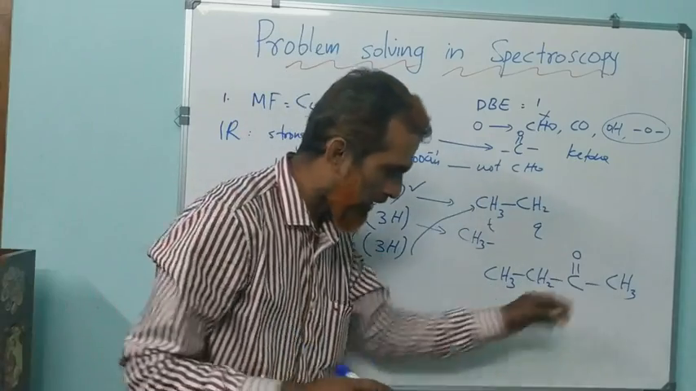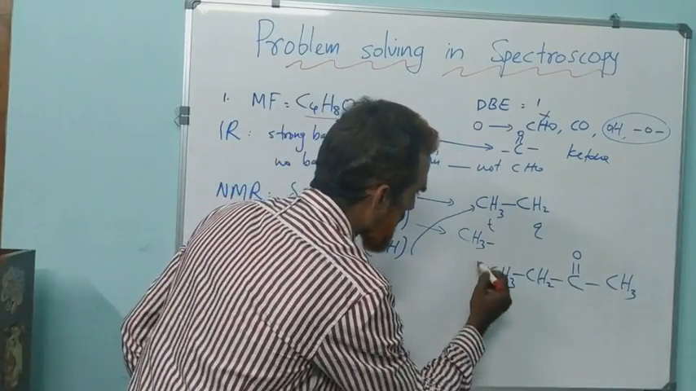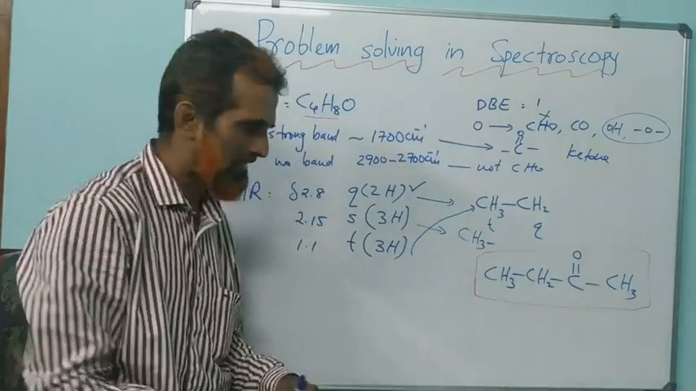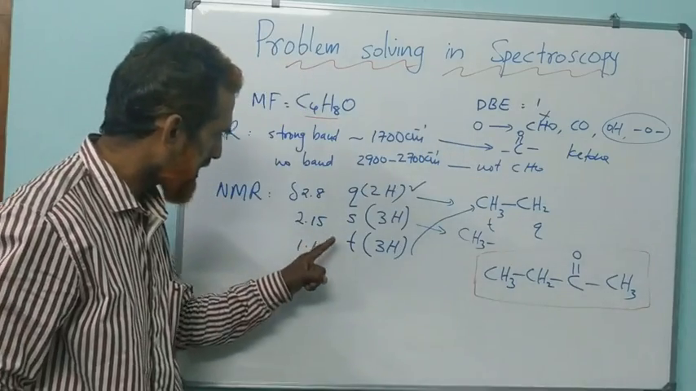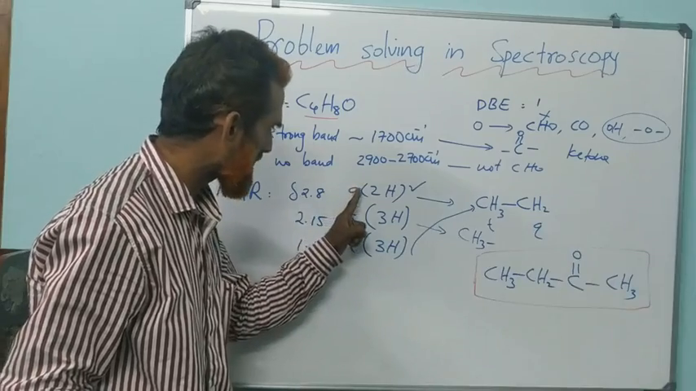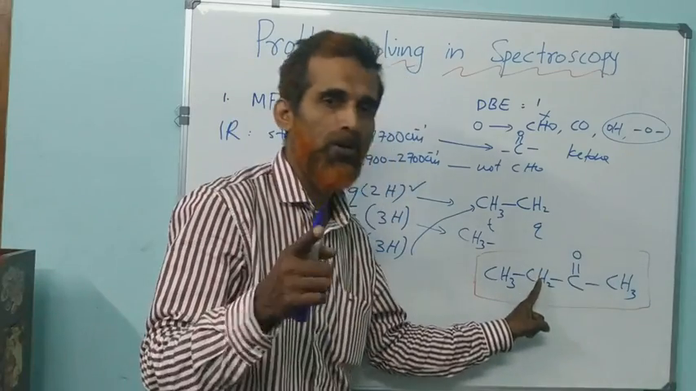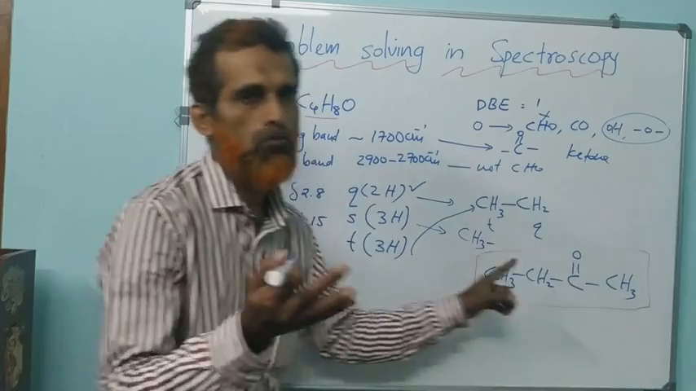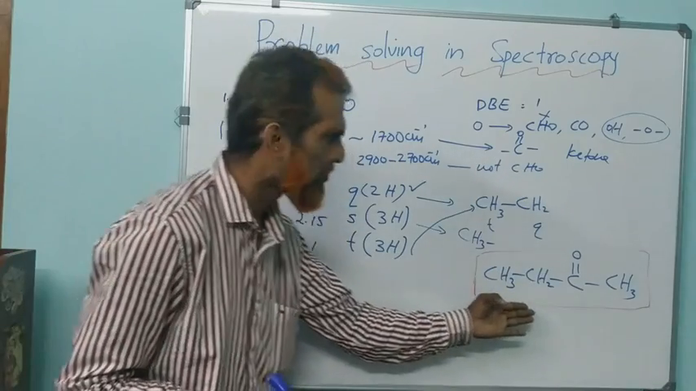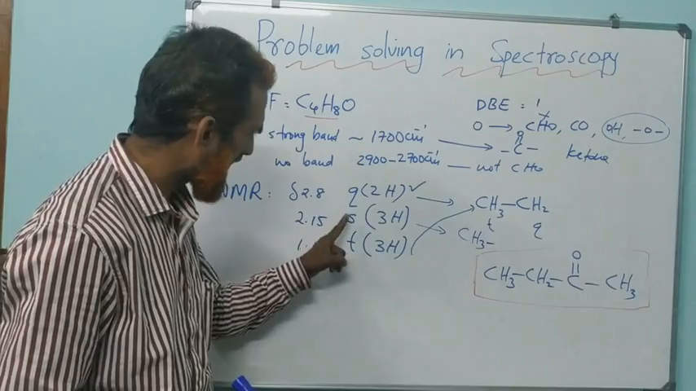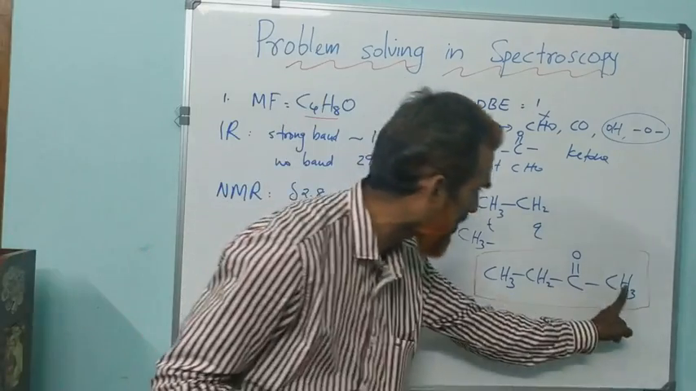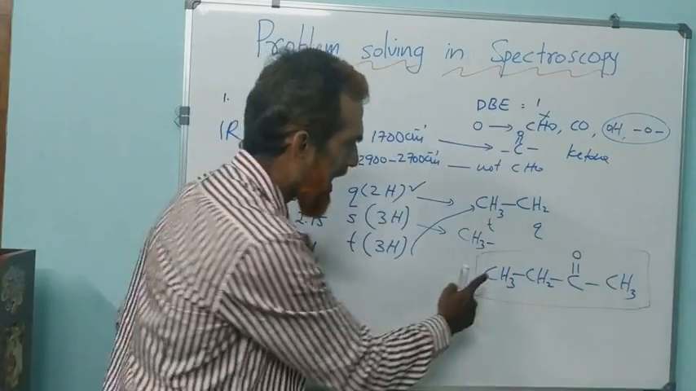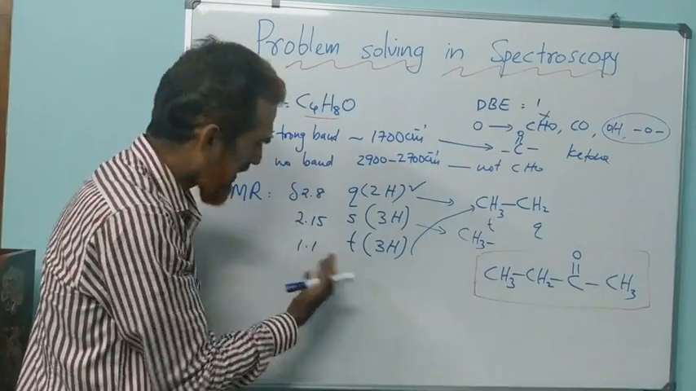Now once you deduce the structure, you should again check back, like this CH2 quartet at 2.8. Why? Because we know the chemical shift of CH2 connected to CO is around 2 to 2.5, or 2.8 it comes, and this singlet CH3 is also 2.15 because it is also connected to CO, so it is de-shielded. Both these are de-shielded, and CH3 is, as usual, aliphatic.